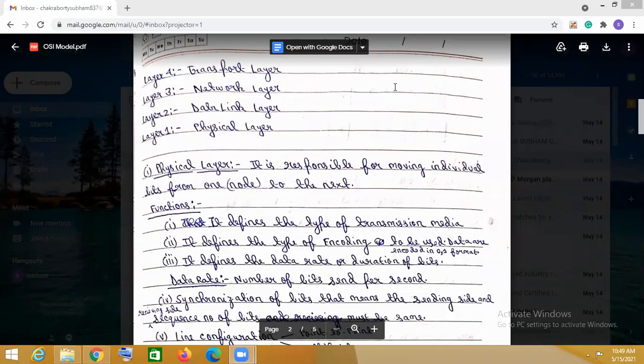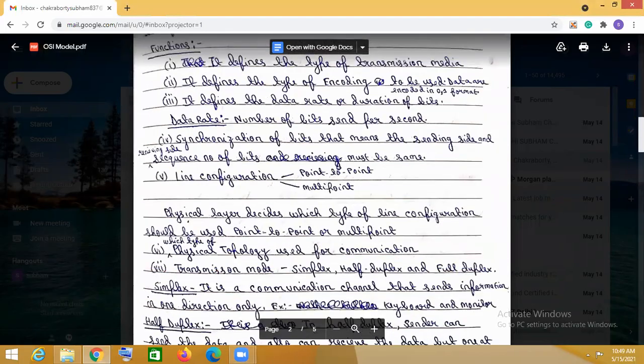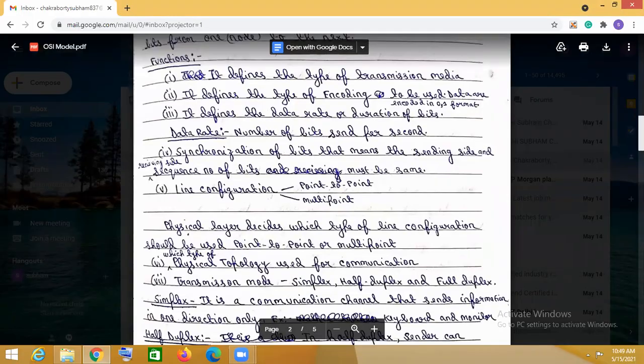And line configuration between them. The physical layer defines which type of configuration should be used, point to point or multi-point. That means whether it is a dedicated link, or a link that is shared by all the PCs or systems. So what type of line configuration should be used, point to point or multi-point, is also decided by the physical layer. And which type of physical topology is used for the communication?